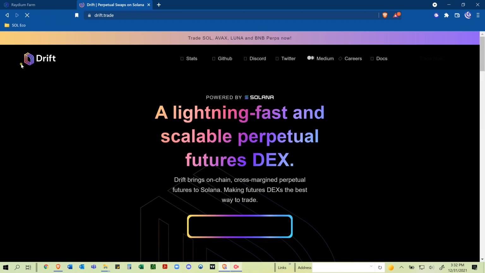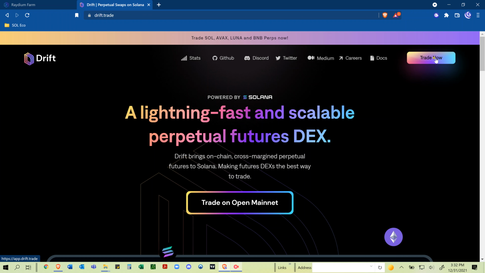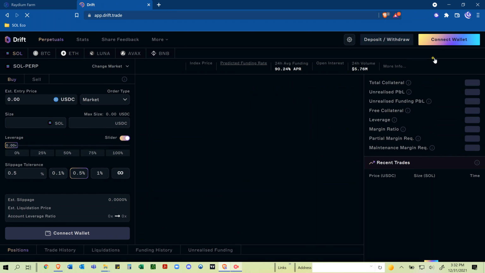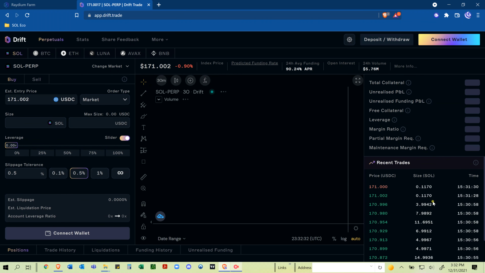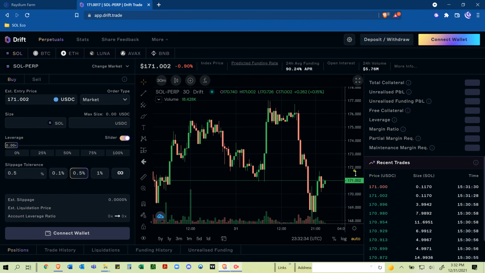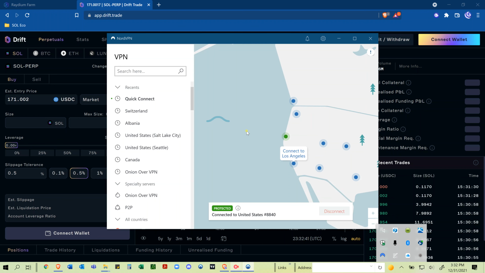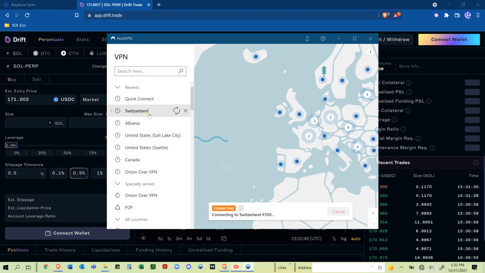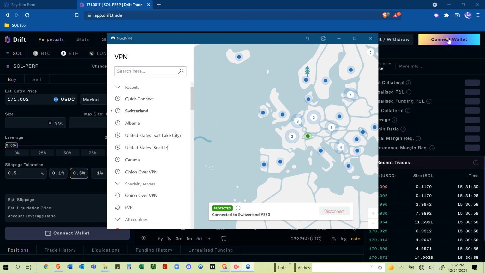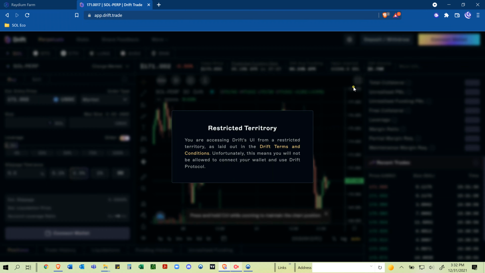So that's Serum, and let's take a look at Drift protocol. Drift is not available to access in the United States and certain other countries. If you have a VPN, you can do that. I'm not recommending you do that, but it is possible. So you could just switch your location. Currently I'm connected to San Francisco, and I could switch over to Switzerland, which will allow it. So I'm going to connect.